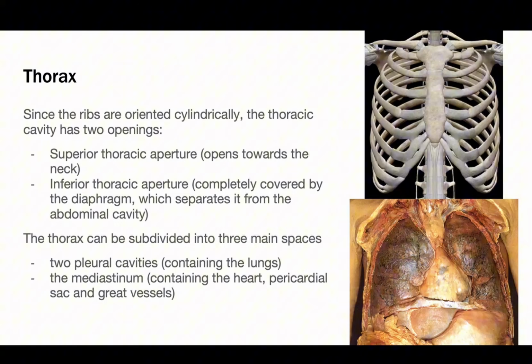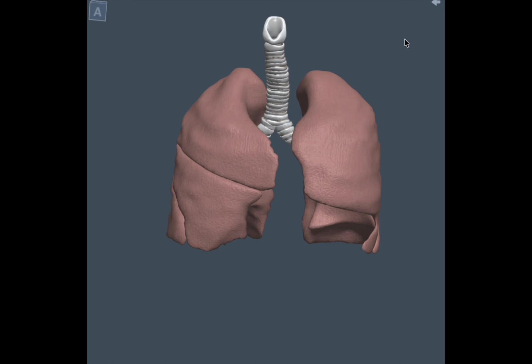Okay, hold up. Why is it not called a pericardial cavity? Because there's a bunch of other structures apart from the pericardium. We're thinking the great vessels, aka the inferior and superior vena cava, the aorta, and also your trachea and esophagus traveling posteriorly. Let's look at the gross anatomy of the lungs now.